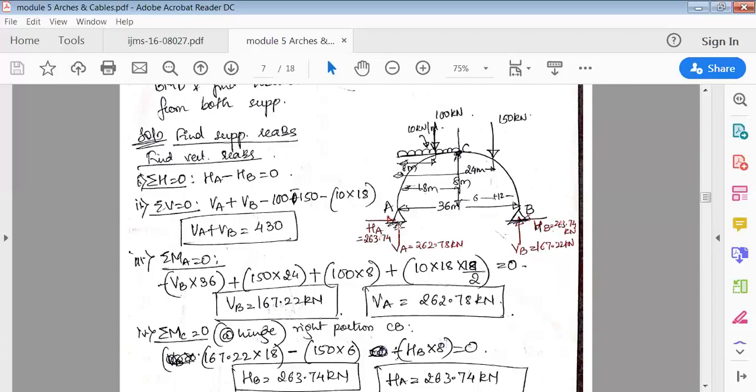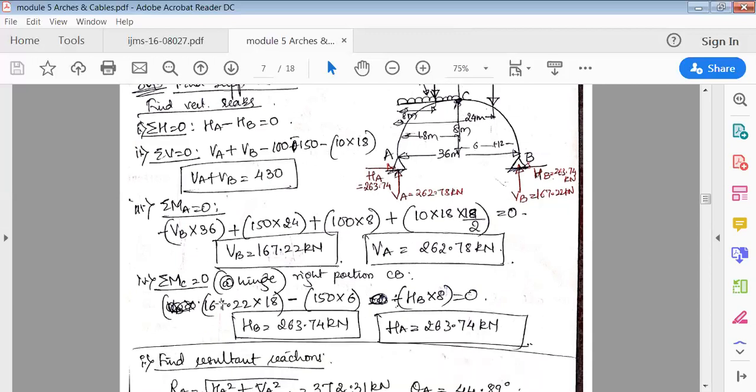Take the fourth equation, that is moment about C is equal to 0. So moment about C is equal to 0. Find out. So then again you can see to the left or to the right. The choice is yours. So I'll consider CB, because in CB there is only one external load acting. If you see to the left or to the right, both the sides you can check. Either way you'll get the same answer.